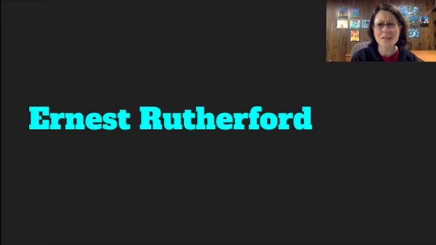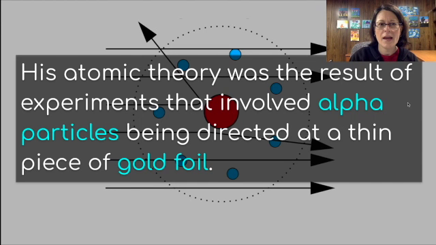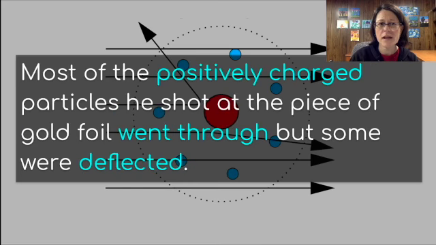Thomson, the next person to add to our understanding of atomic theory was Ernest Rutherford, and there wasn't such a big gap this time. He came out with his findings in 1909, and his atomic theory was the result of experiments that involved alpha particles being directed at a thin piece of gold foil. Now, alpha particles are positively charged particles. He knew that they were positively charged, and he was shooting them at a very thin piece of gold foil. And surrounding this piece of gold foil was photographic film.